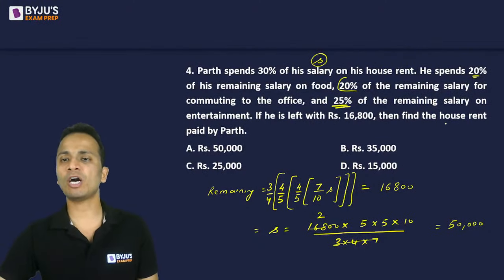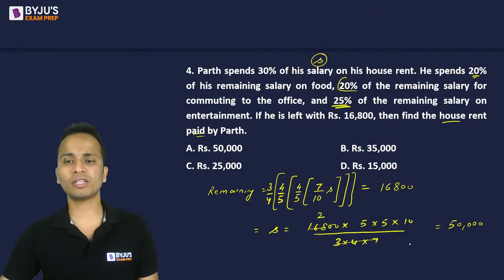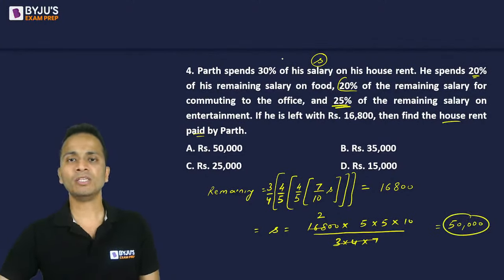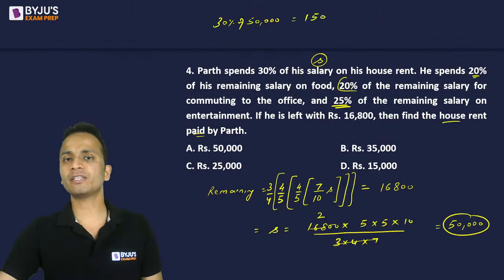Now we have to find out how much he has paid as house rent. So house rent was 30% of the salary. So 30% of 50,000 should be equal to 15,000. All right, so 15,000 should be the final answer, and that is option D.